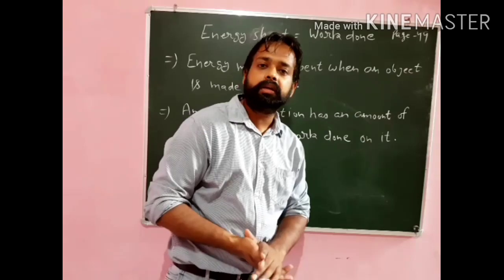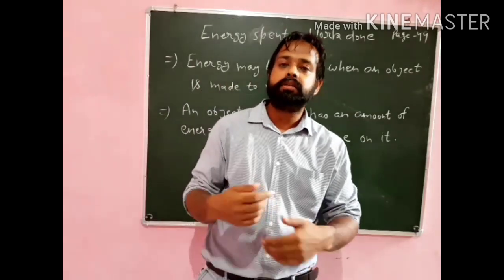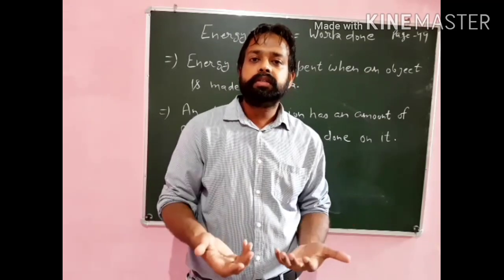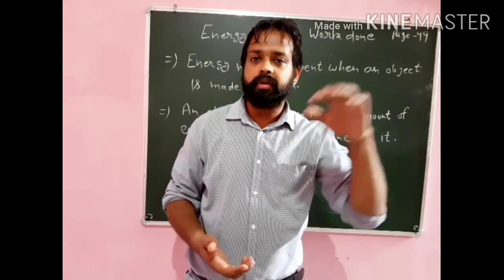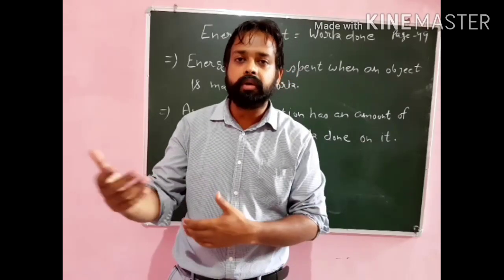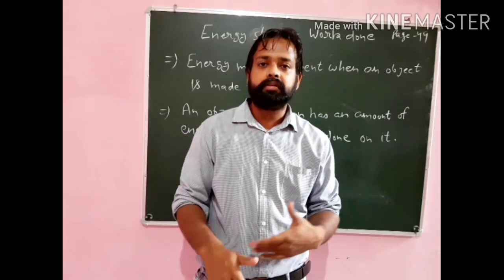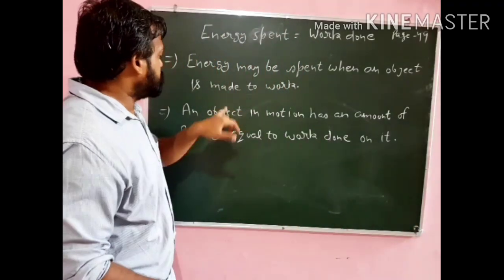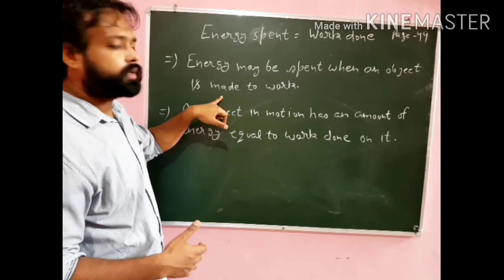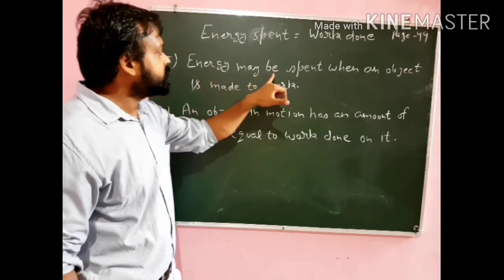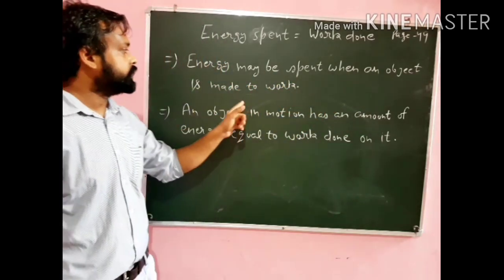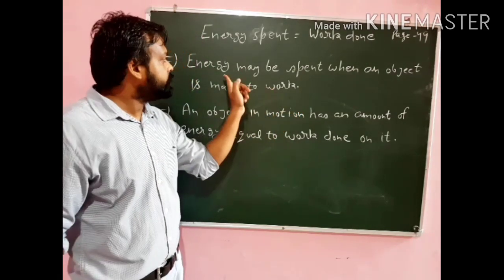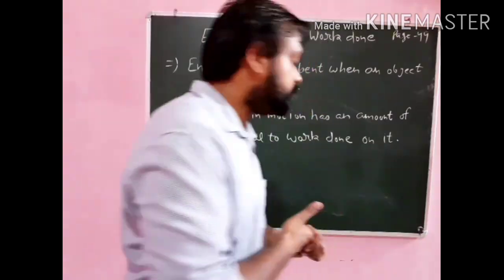Clear? That is why an example of a girl is given to you. She is running. Running means she is spending her energy, and that is why she is moving in the forward direction. It means she is doing work when she is running, so her energy is spent on this work. That is why this point comes out of the explanation: energy may be spent when an object is made to work. When we make an object do work, we have to spend energy.